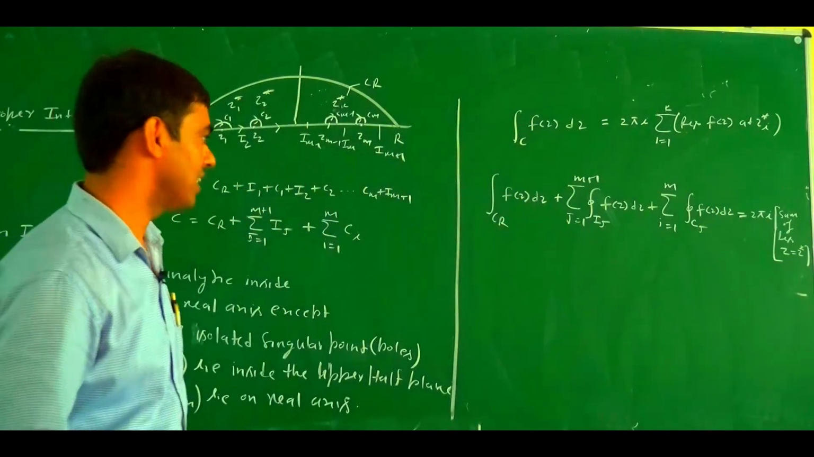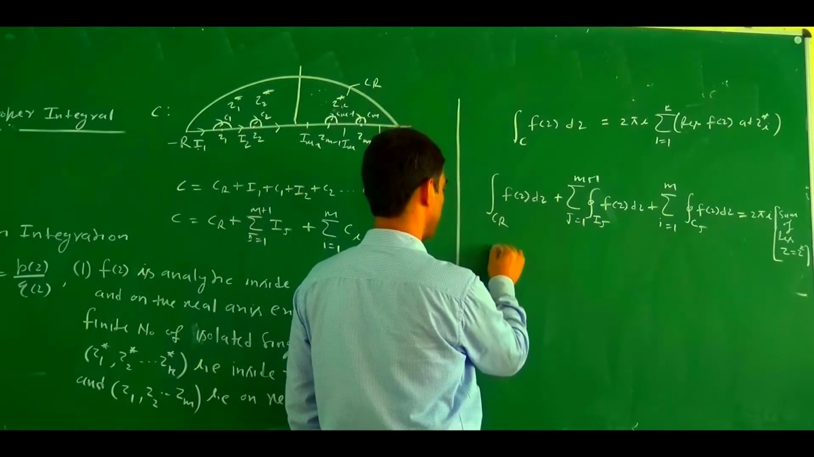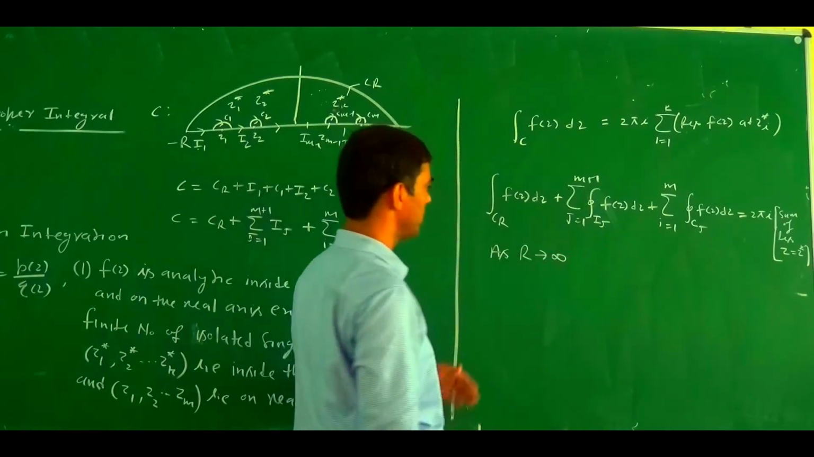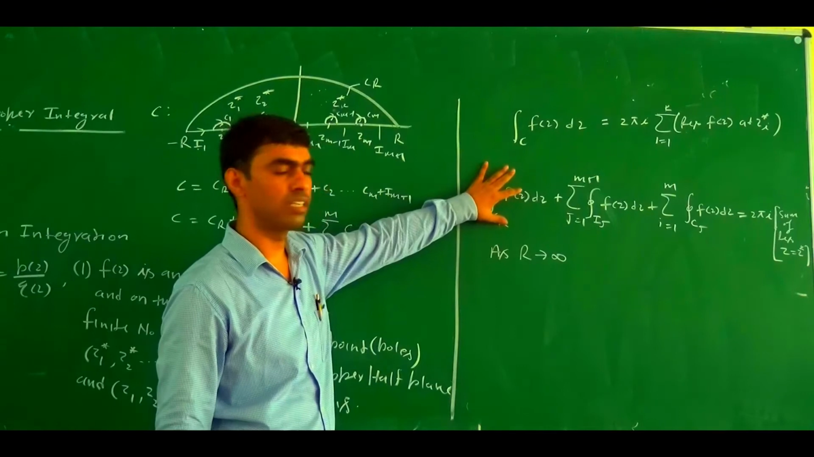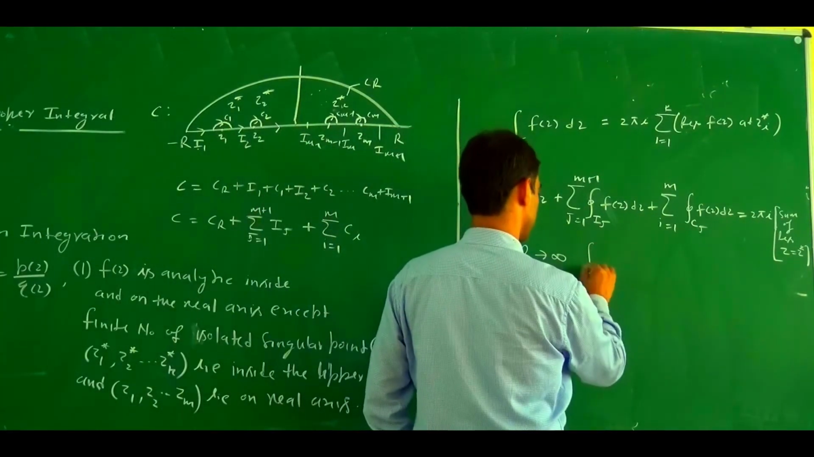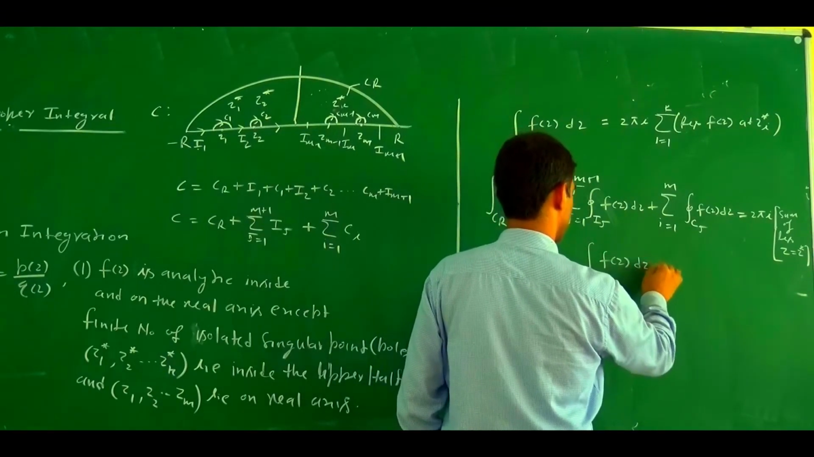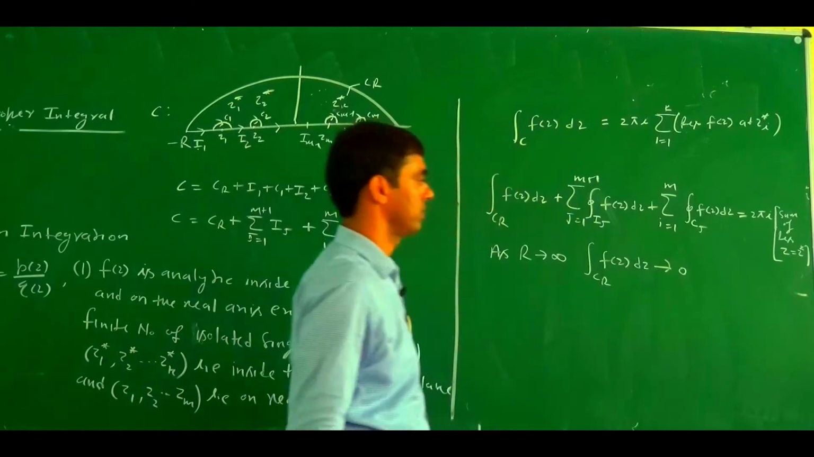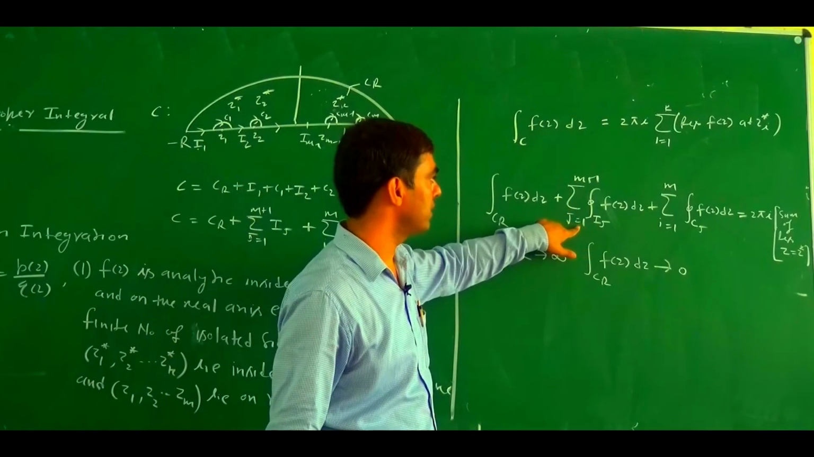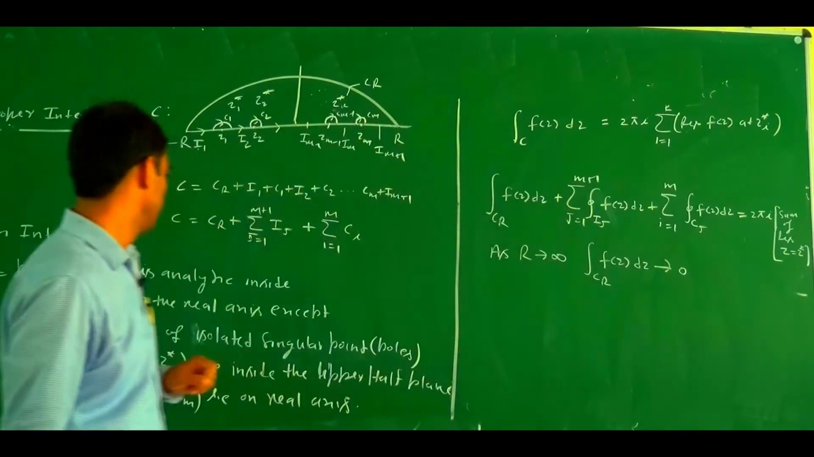Now, as r tends to infinity, what will happen? As we discussed earlier, this one becomes C. The integral over CR of f(z) dz tends to C. Now, what is the value for this one? This one becomes the integral of z, summation j equal 1 to m plus 1, iC.